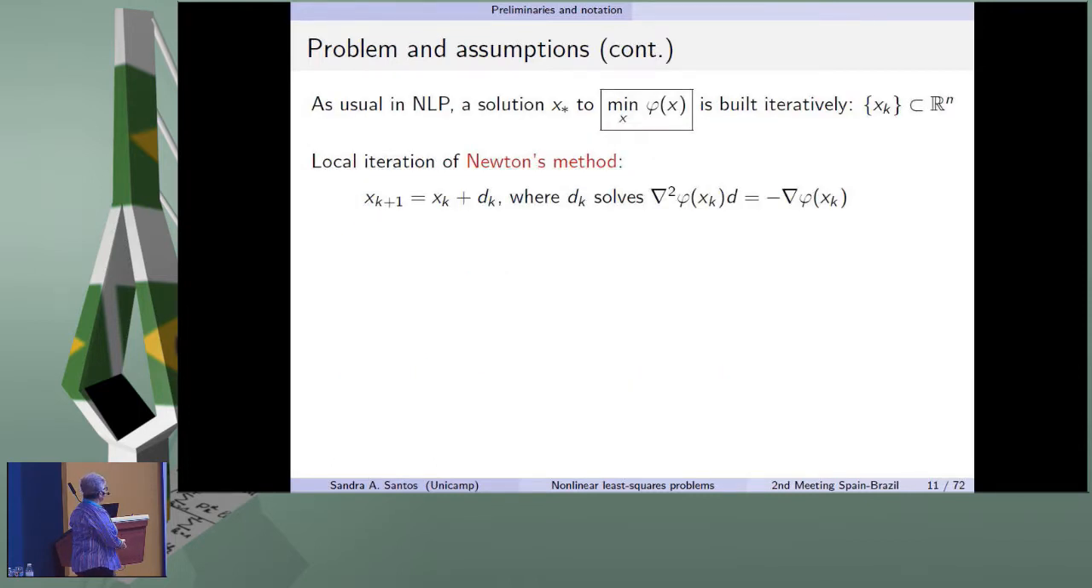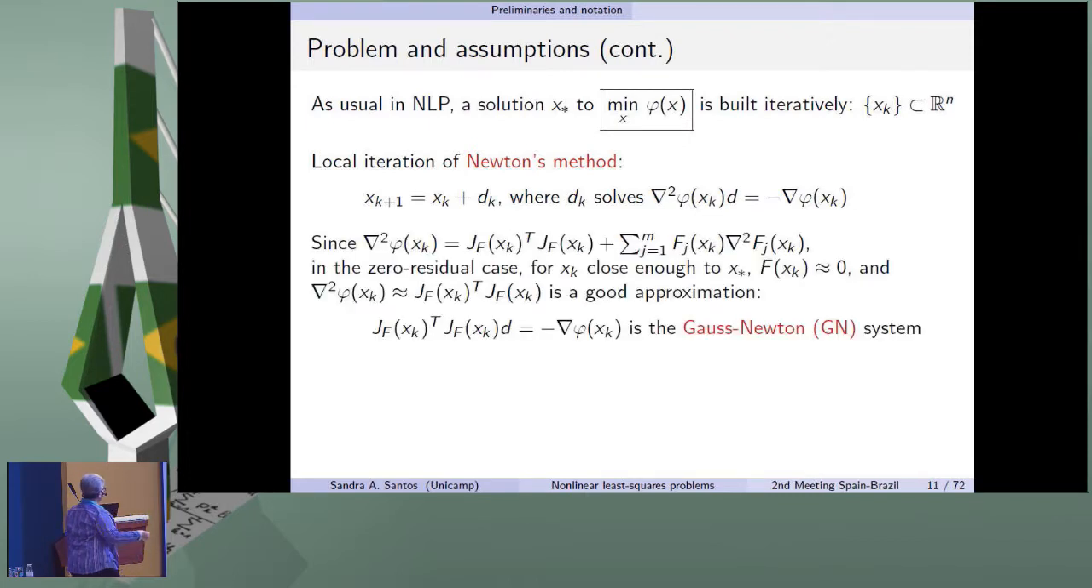Okay, as is usual in nonlinear programming, a solution to a problem is built iteratively. So we build a sequence of approximations aiming to converge at a solution of the problem. And one of our nice tools for that, and fast, is Newton's method, in which our sequence is built by adjusting and updating the sequence, solving this linear system in which the matrix of the coefficients is the Hessian matrix.